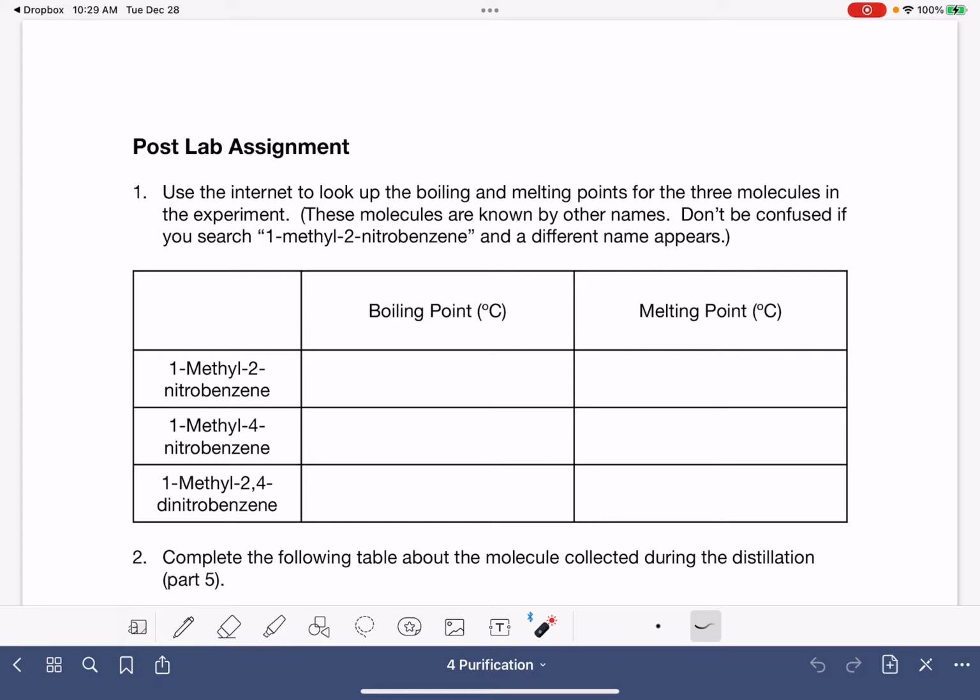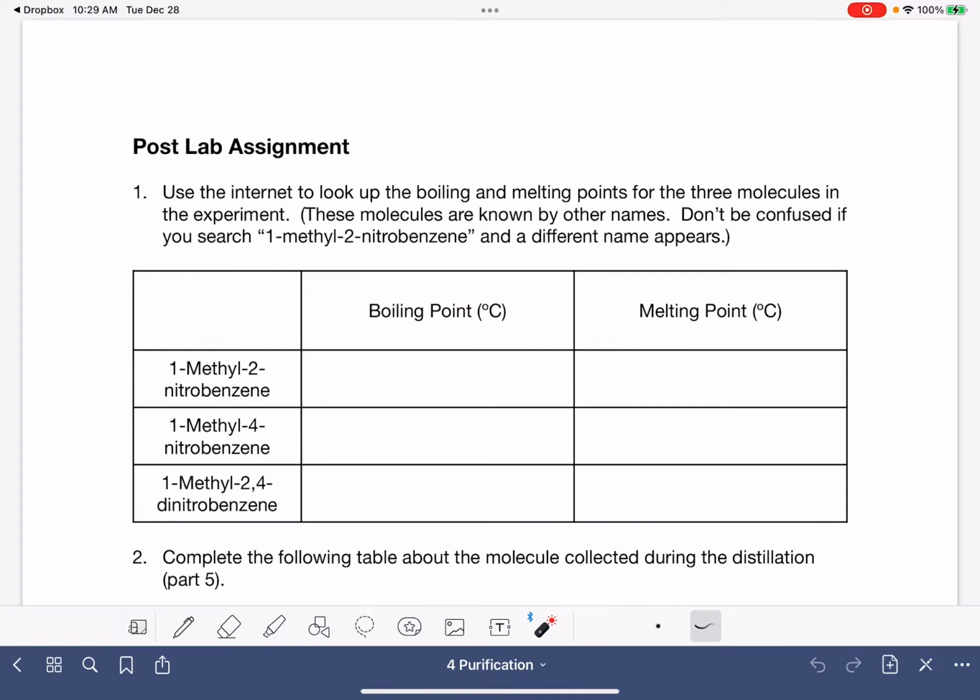You could use Wikipedia, you could use NIST, or you could just type it into the search bar. Just to give you a couple of tips as you're working on this, first of all, the molecules are known by other names. So if you type this in and the data for a different molecule pops up, don't be stressed out by that because of many synonyms. Second of all, not every website is going to give you the temperatures in degrees Celsius. For example, if you use NIST, it's going to give you the temperature in Kelvin. You're going to want to make sure to convert it to degrees C when you're entering it into these boxes.